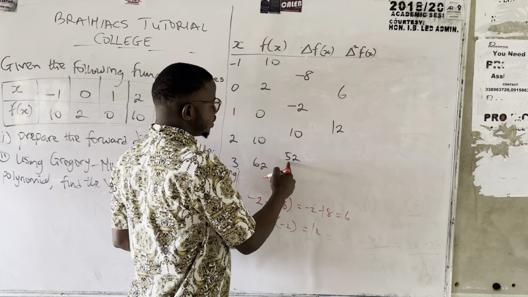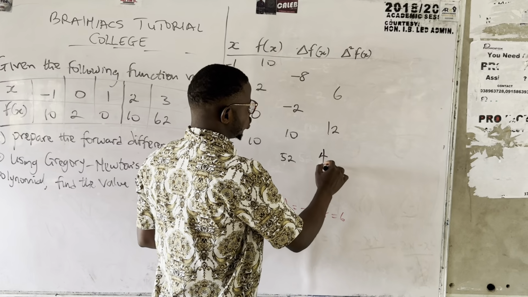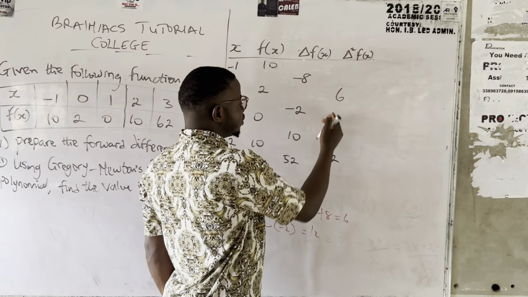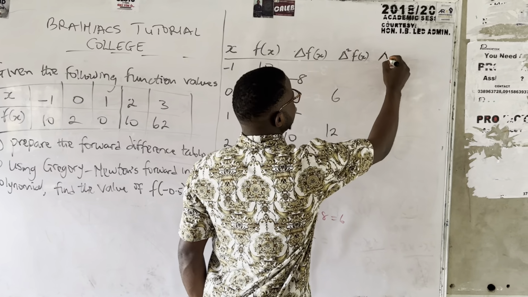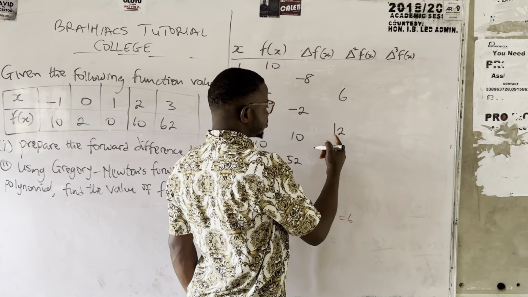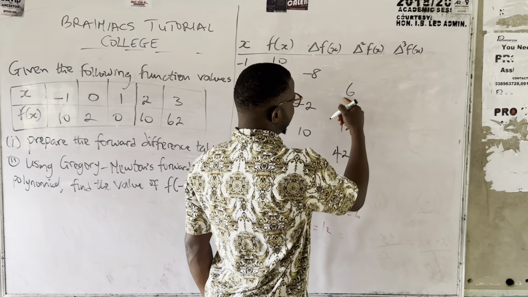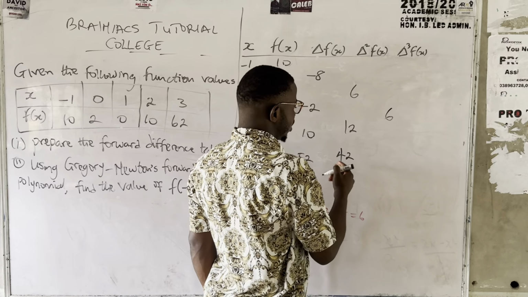So now the next one is 52 minus 10, which will give us 42. So this one will give us 42. So now all the values that we have here, they are not the same thing. Then we'll go to the third difference, delta cube f of x. So now that will be 12 minus 6. So that will give us 6.